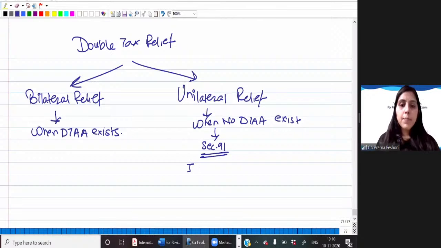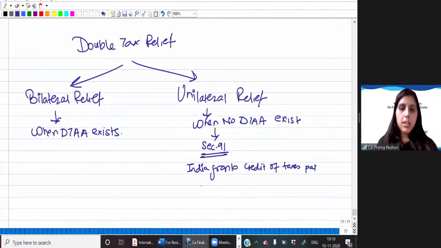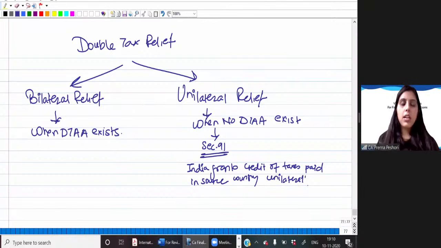So India grants credit of taxes paid in the source country unilaterally. Clear? It grants the credit of taxes paid in the source country unilaterally.